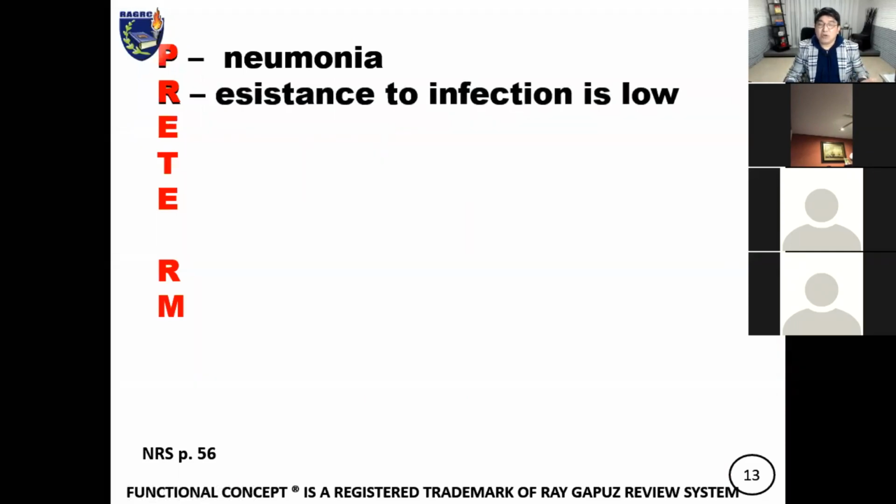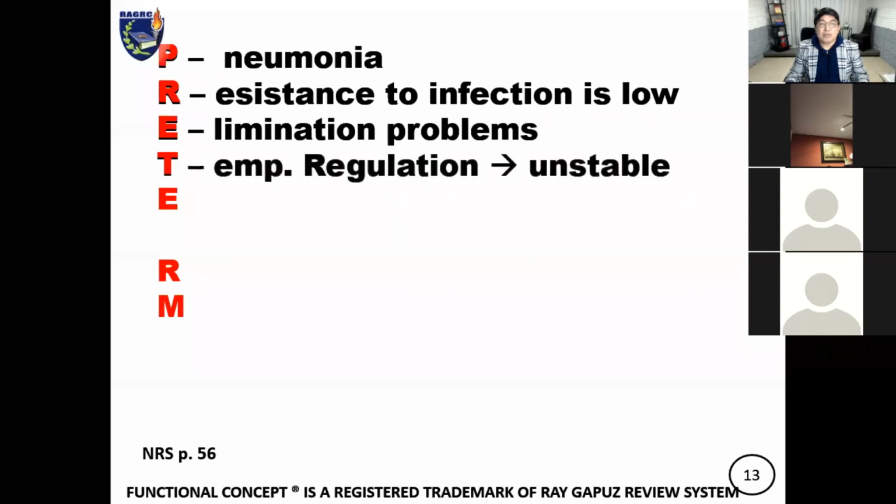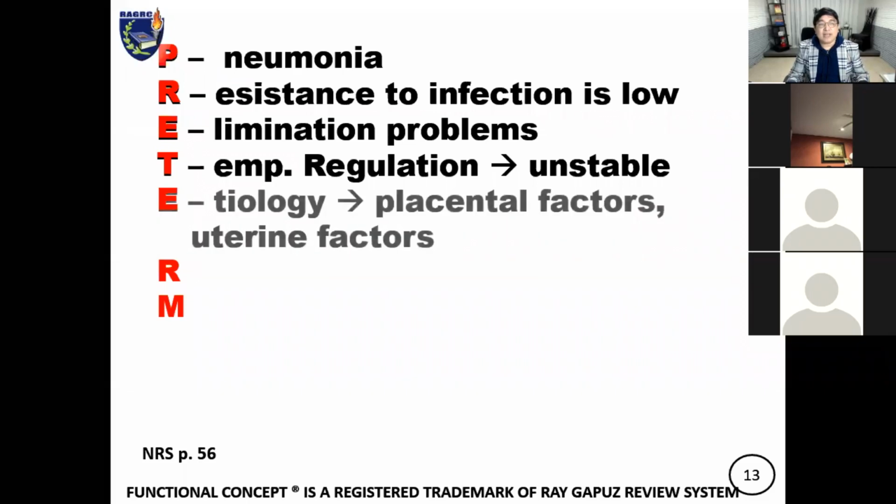Resistance to infection is low because of their immaturity. Then they experience elimination problems. Their temperature regulation is unstable. Once again, this could be due to an immature central nervous system as well as the limited amount of body fats.